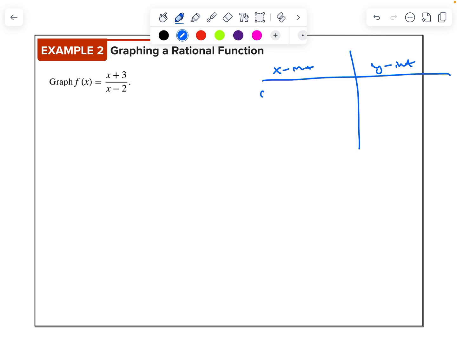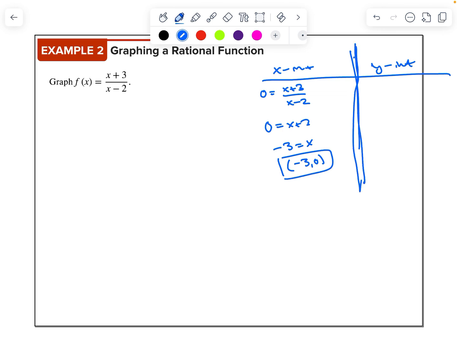For the x-intercept, if I put a 0 in for y, that'd be 0 equals (x + 3) over (x - 2). If I want to get rid of that fraction, I can multiply both sides by x minus 2 and have 0 equals x plus 3. I can subtract the 3 and get negative 3 equals x. That's my x-intercept, negative 3, 0. As long as that doesn't make the bottom 0, right? We do have to be wary of that.